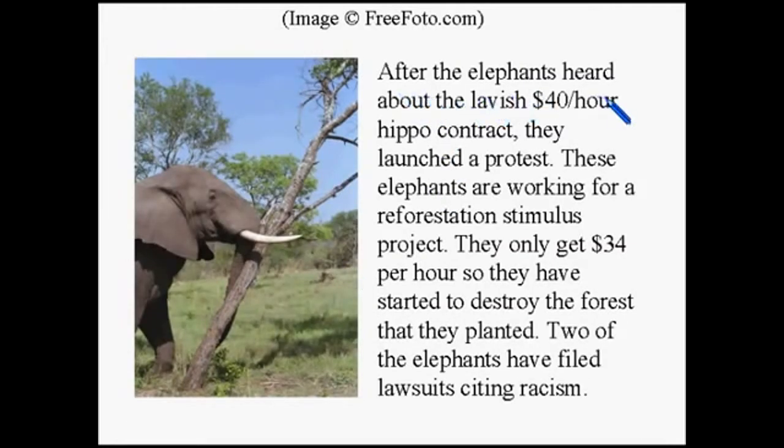After the elephants heard about the lavish $40 per hour hippo contract, they launched a protest. These elephants are working for a reforestation stimulus project. They only get $34 per hour, so they have started to destroy the forest that they planted. 2 of the elephants have filed lawsuits citing racism.